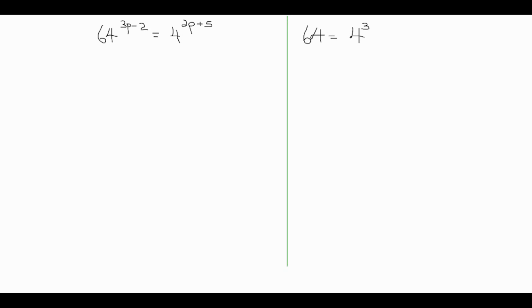Alright, now that we have 4 to the power of 3, we're going to substitute that into our equation. So we're replacing 64 with 4 to the power of 3. But what we need to be careful of is this. Remember, this original equation here has 64 to the power of 3p minus 2. So if I am replacing the 64 with 4 to the power of 3, I then need to remember that 64 was originally raised to the power of 3p minus 2.